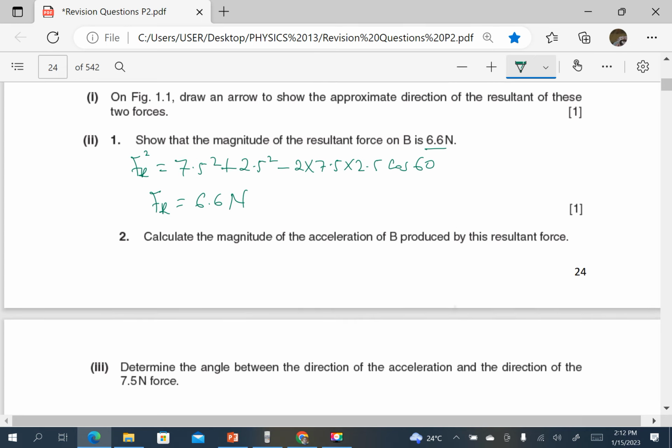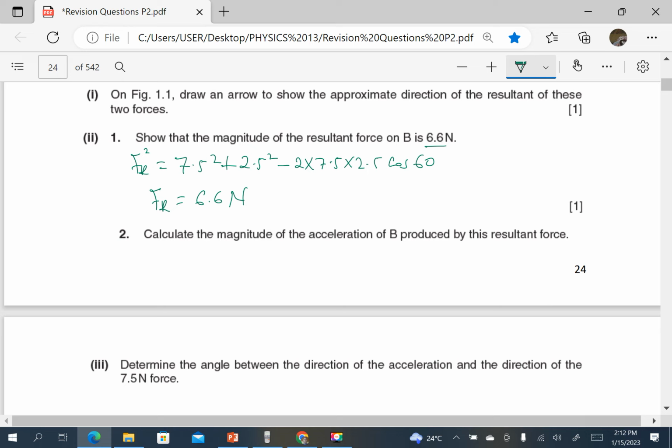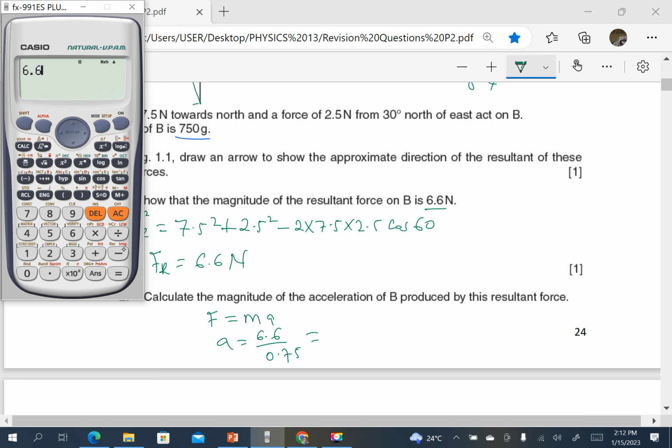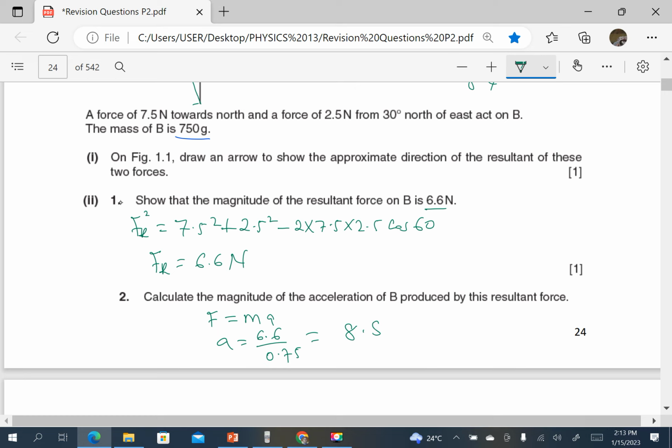Calculate the magnitude of the acceleration of B produced by this resultant force. By Newton's second law, resultant force is mass times acceleration. So the acceleration is the resultant force 6.6 divided by the mass. They gave us the mass as 750 grams, which is 0.75 kilograms. So 6.6 divided by 0.75, and I think that is 8.8 meters per second squared.